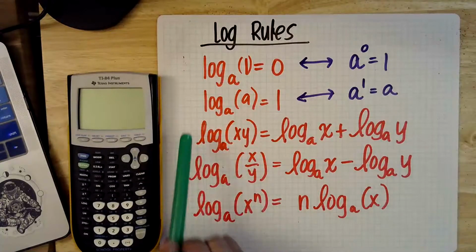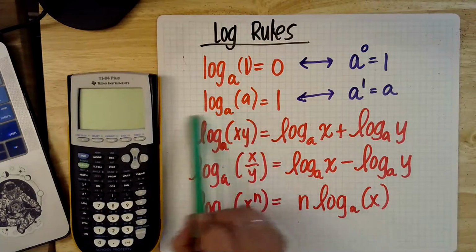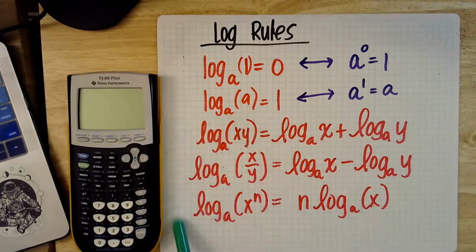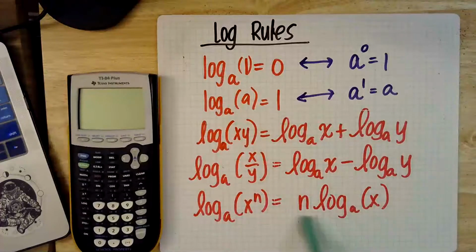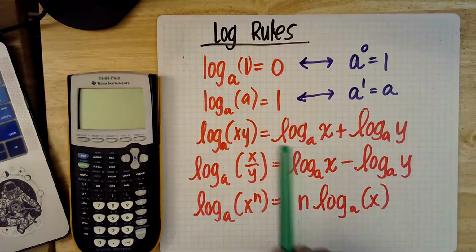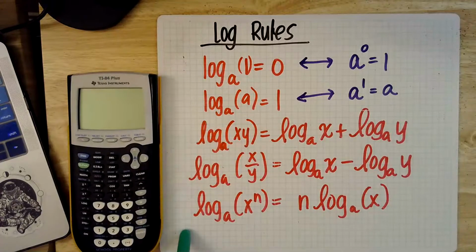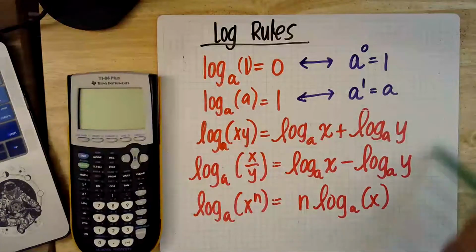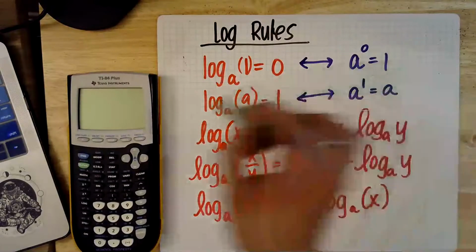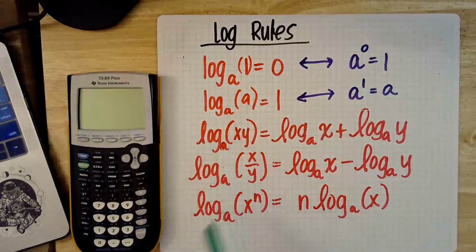Notice that these over here on the left side are compressed rules, and these over here on the right side are expanded rules. So we're going to need to know how to expand. If I give you something in this format, you have to expand it to this format, and vice versa. If I give you something in this format, you must know how to compress it into this format here. So we're going to go ahead and do a couple of examples using these rules.